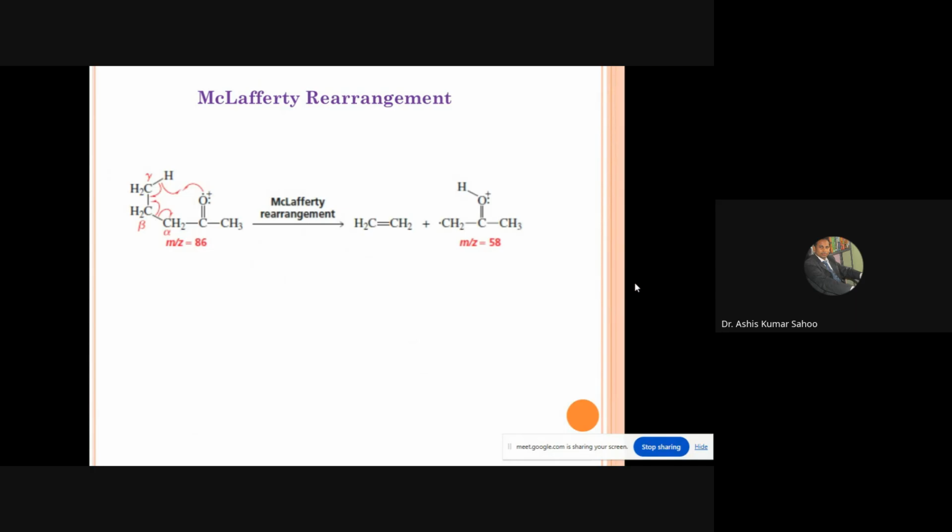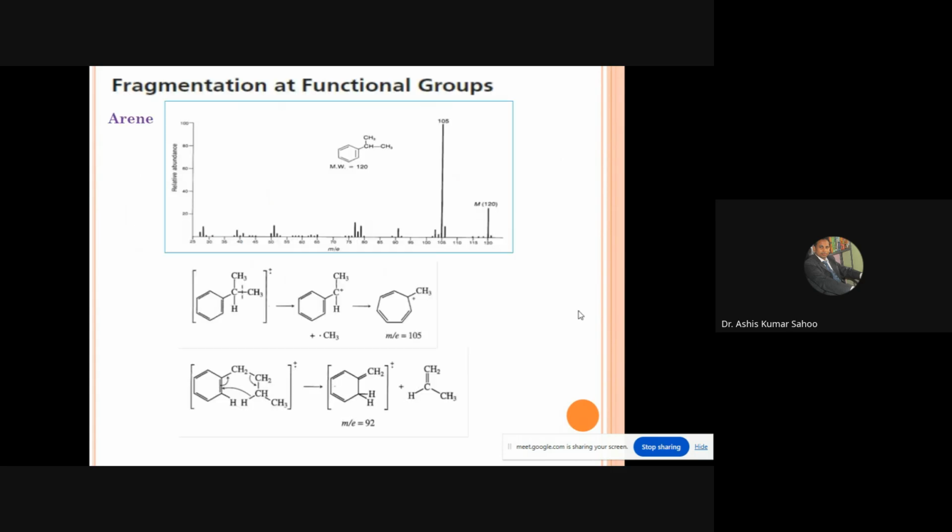So we get this molecule, and this will be the base peak, m/z ratio 58. This mass we get by using McLafferty rearrangement. This gamma hydrogen will come here, and this bond will come here, so we'll get an alkene here, and we'll get an intermediate. This cation has more abundance in the spectrum. So you can see, due to McLafferty rearrangement, we get this 106 as a base peak.